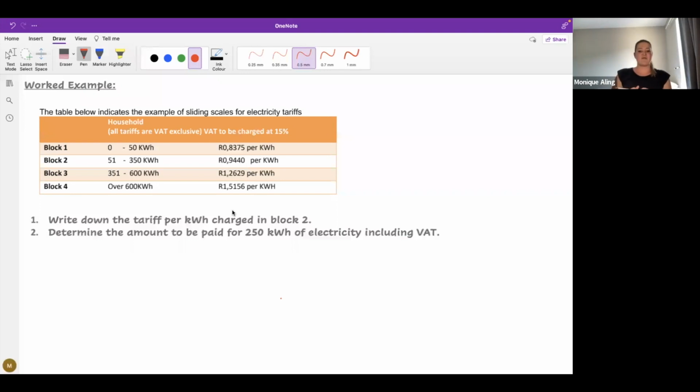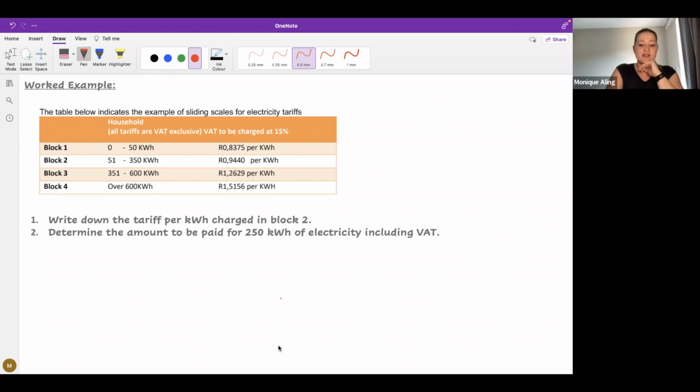First question, write down the tariff per kilowatt hour charged in block 2. How much do you get charged if you fall into block 2? What would you guys say? What is the charge for block 2? Okay, yeah, there we go. Kylie, I was just about to say.